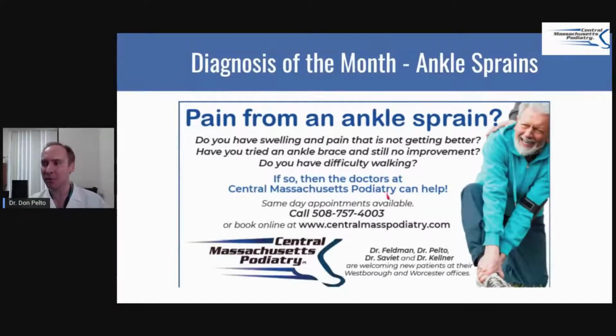The diagnosis of the month, this is actually an ad. If you get the Community Advocate, you may see it around: pain from ankle sprain. We see a lot of patients for ankle sprains, and I was talking to Dr. Saviat, and ankle sprains are one of the most common things that people have, and most of them don't go treated because they kind of go away. But those that have chronic ankle instability or ankle sprains can see someone. And the really great thing is having 4 doctors, same day appointments are available. So if you have an ankle sprain and it's not getting better, we can probably fit you in the same day. And that's what's great. If you don't get in, say that you watched this video and ask to talk to me, and I'll make sure you get in.